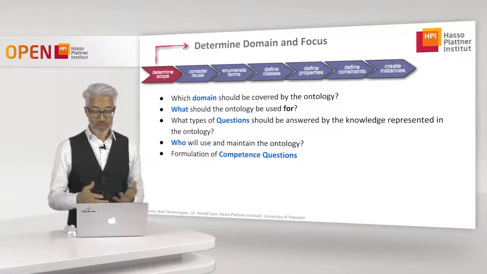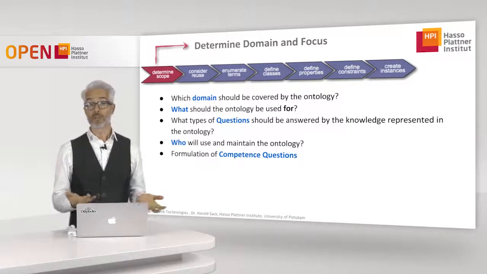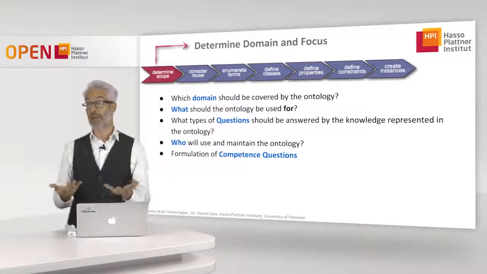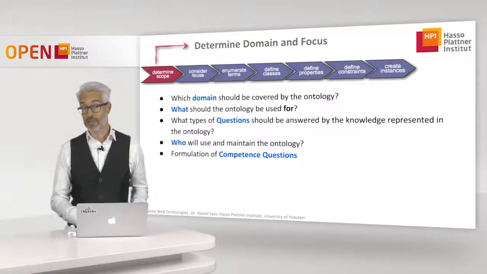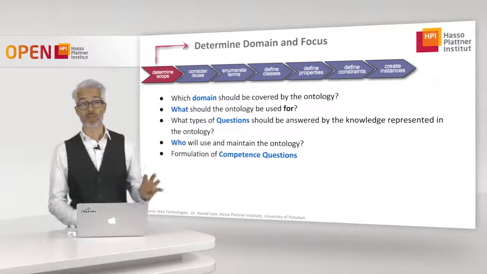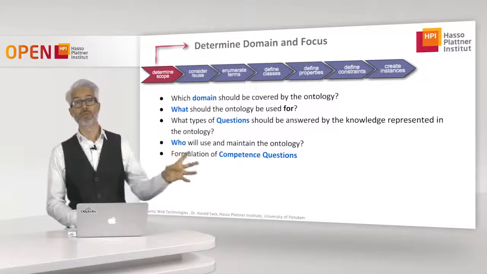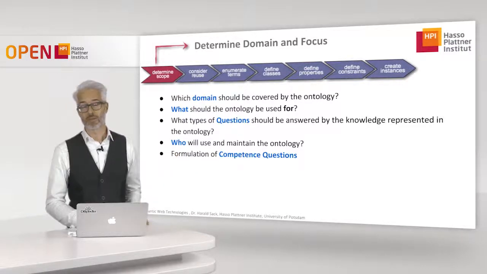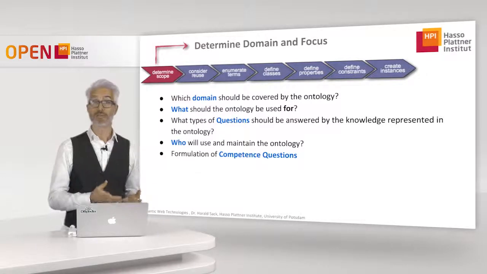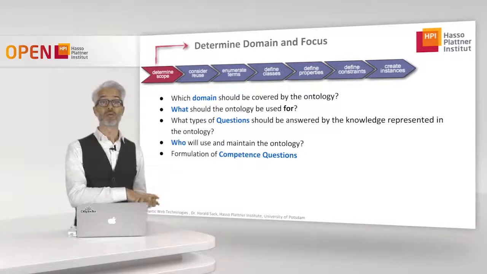So the question is, what should the ontology be used for? For example, you should be able to answer questions, and of course, which type of questions should be answered by the knowledge represented in the ontology, and who will use and maintain the ontology. So these are questions that have to be determined in the beginning. There you determine the domain and the focus.